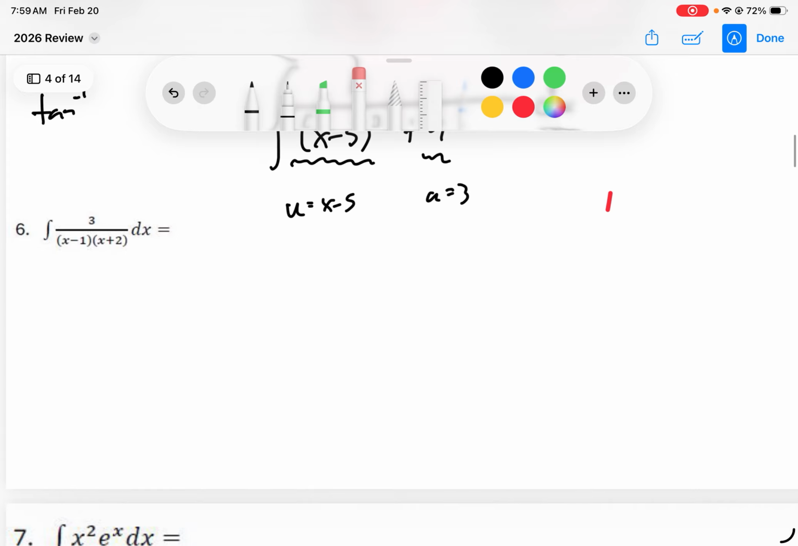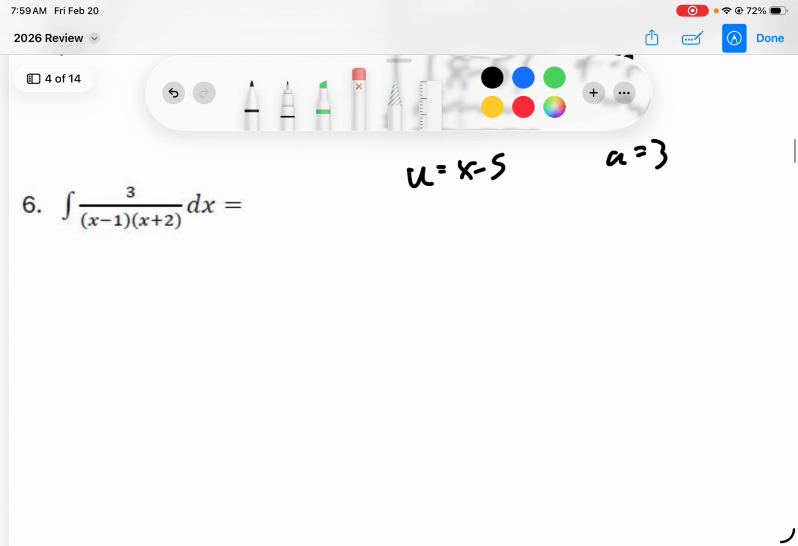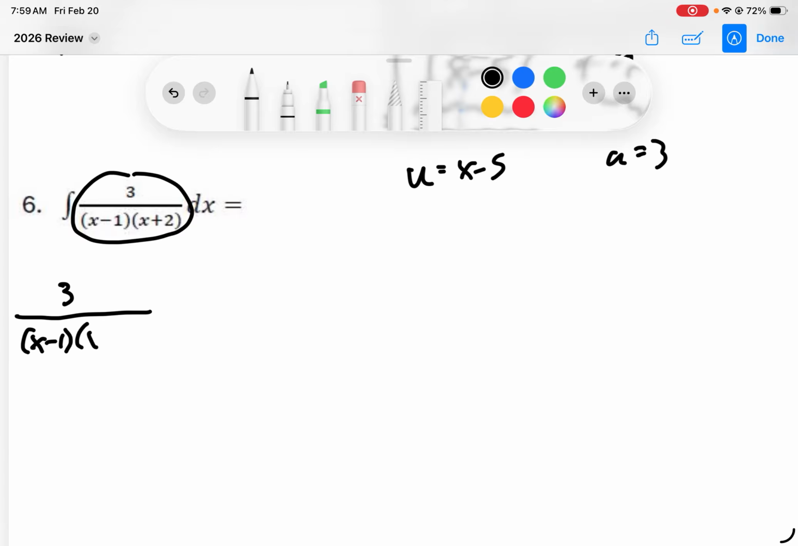All right, next one. This one, the bottom's already factored for us. That's nice. If you tried u-substitution, it wouldn't work. If you make the whole bottom u, du would be 2x, and there's no other x term. So if I can factor the bottom, I'm going to try to rewrite this fraction as two separate fractions. I'm just looking at the fraction part, not the integral, rewriting that fraction as A over x minus 1 plus B over x plus 2.